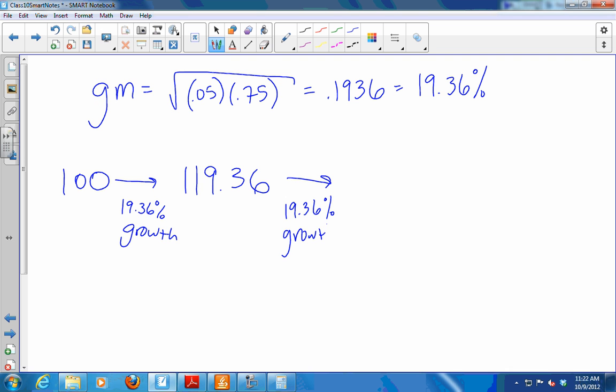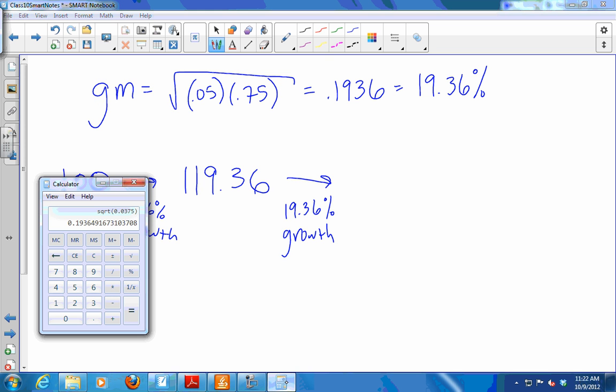So how do I do that? Yeah, 119.36 times 1.1936. Take the amount you have now, 119.36. I want to increase it by 19.36%. So I have to multiply by 1 for 100% plus another 19.36%. And you get 142.47.